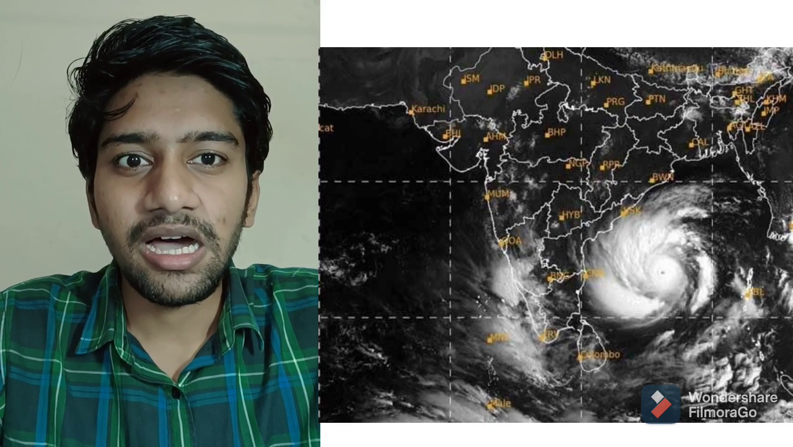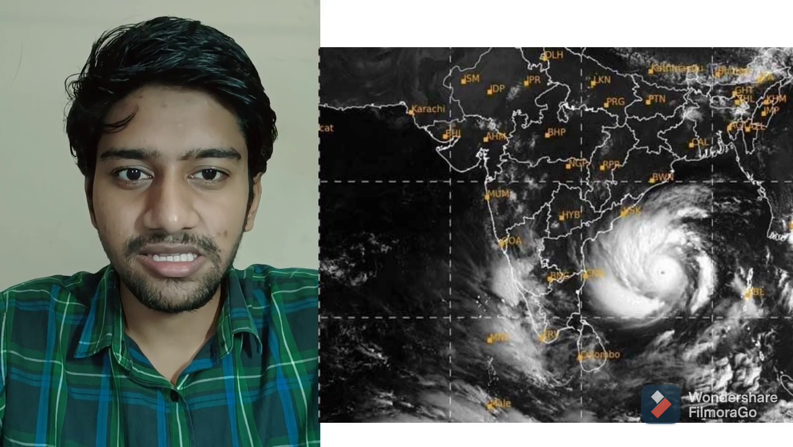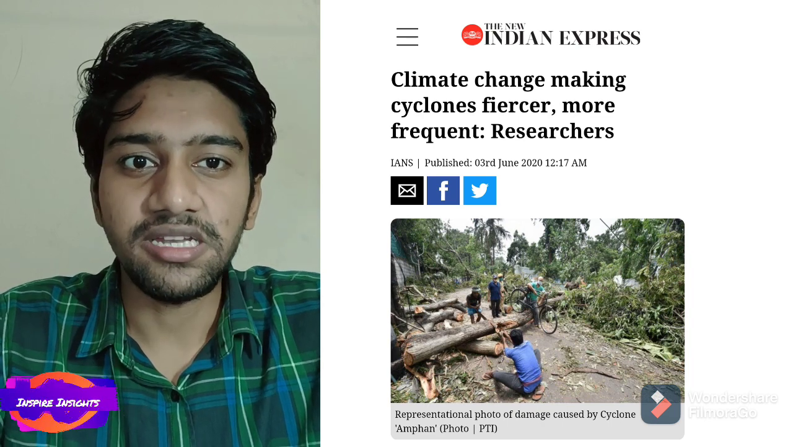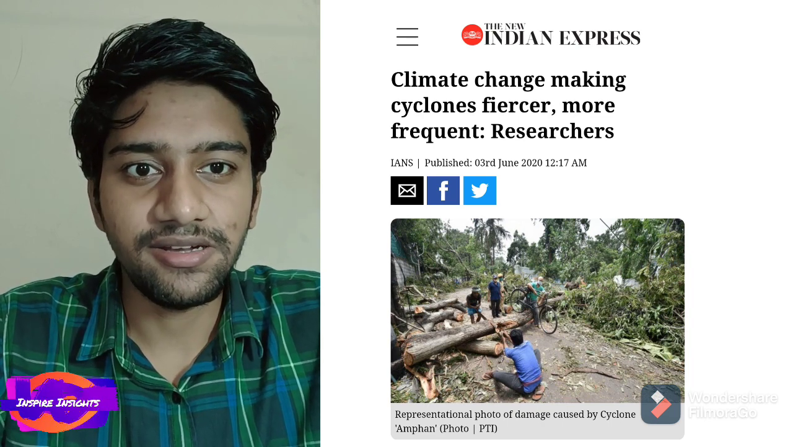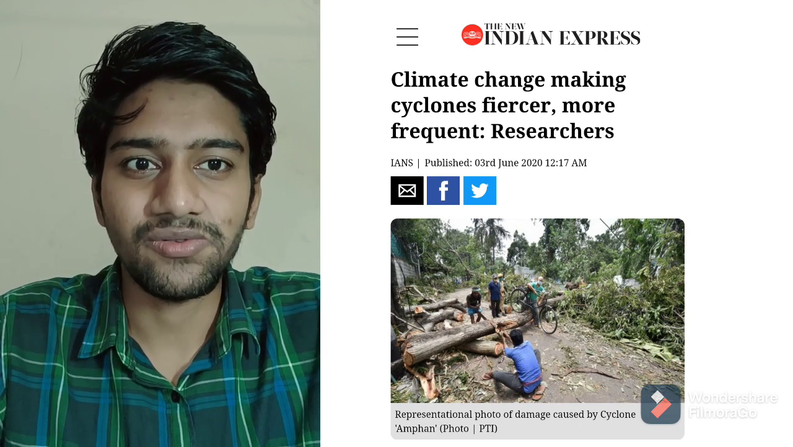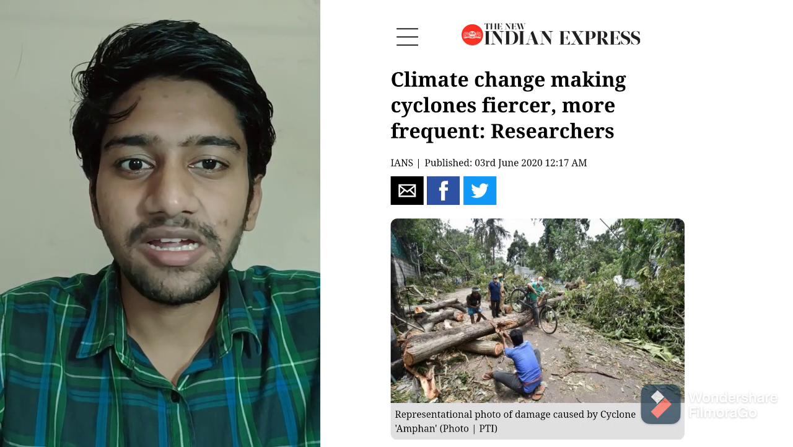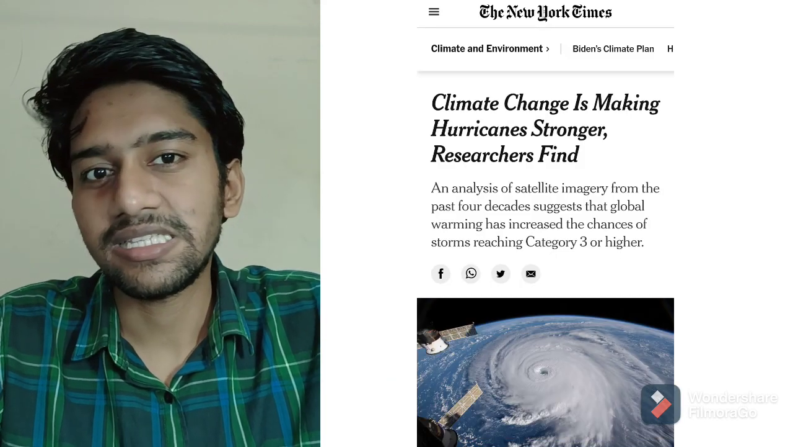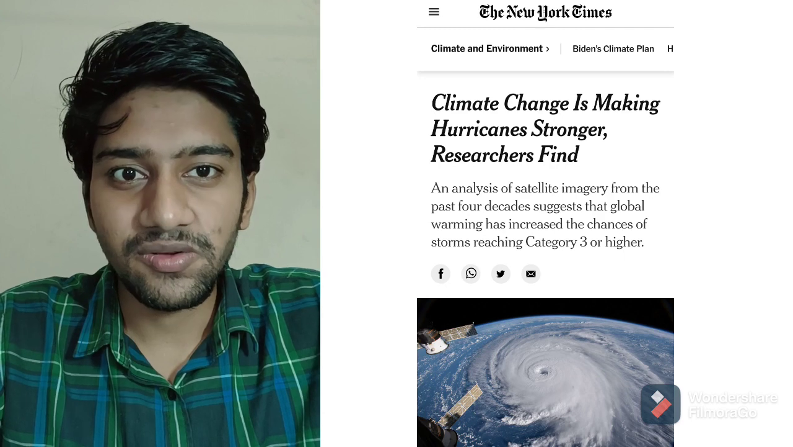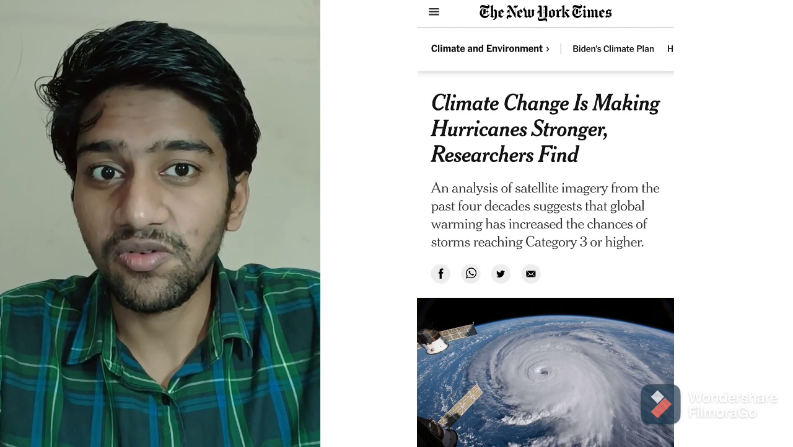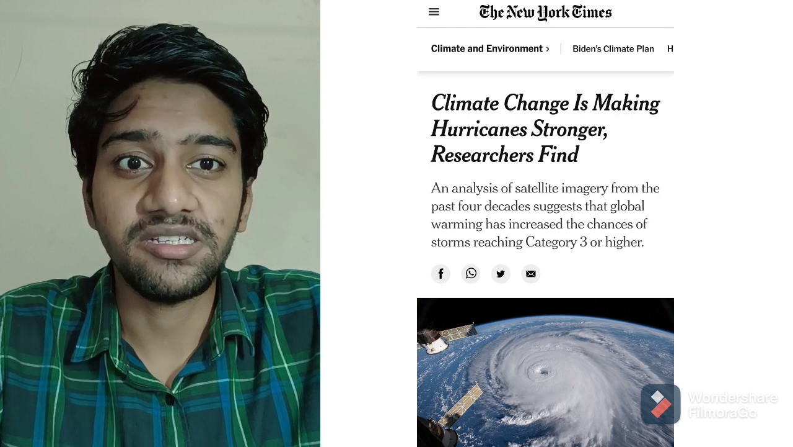But we can tell that climate change is impacting cyclone formation in the Indian Ocean region. Though there is no clear concept, it is true. The rapid rise of the sea surface temperature is fueling these storms with more and more energy, and they are going to be more severe.